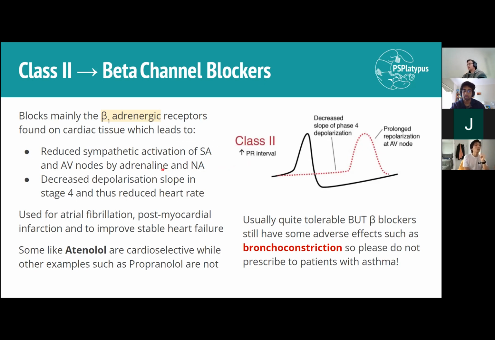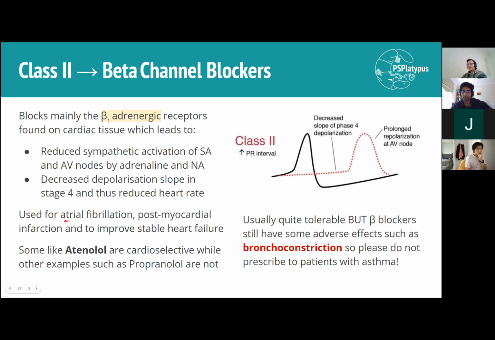And you can sort of see on the graph, I've included all the graphs on the side, which you can have a look at for interest. The decreased depolarization slope, so this bit here where it's sort of starting off, it takes a lot longer, and therefore each of these beats happens a lot less frequently. So it's going to reduce your overall heart rate, which again is beneficial.